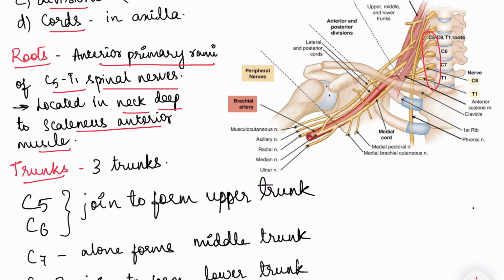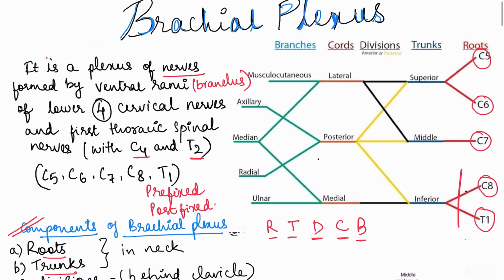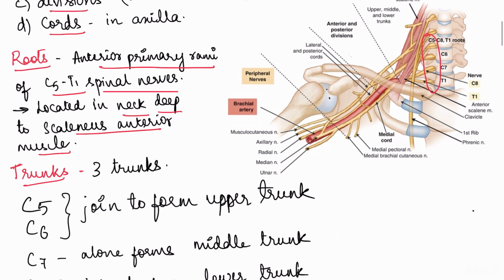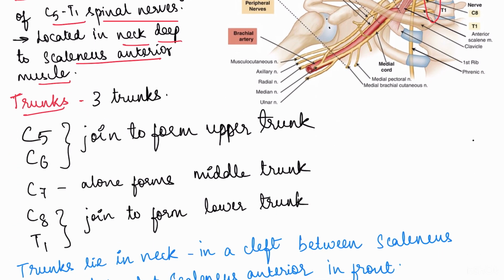Then we have the trunks. The formation of trunks can be easily appreciated in this picture. So here we have C5, C6 roots which are forming the superior trunk. C7 alone forms the middle trunk and C8, T1 forms the inferior trunk. So basically we have three trunks, C5, C6 joining to form the upper trunk, C7 alone forming the middle trunk and C8, T1 forming the lower trunk.